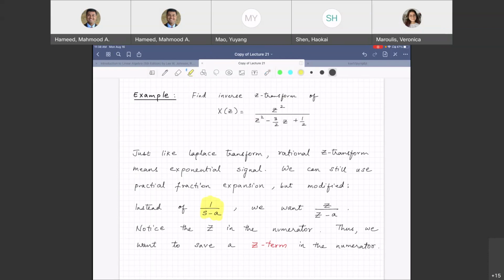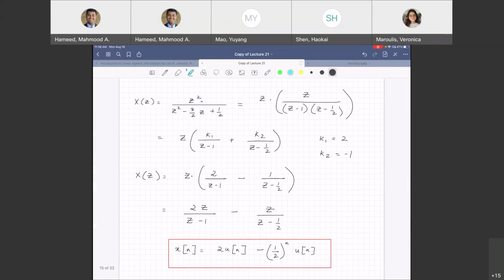Because for those factors, after you do the partial fraction expansion, you could directly say this is e to the minus at u of t. You had the result ready for that. But now, when you do the partial fraction expansion for the z transform, you are going to have to save a z term in the numerator. That's the only difference. Everything else is going to be the same. Let's do that for this particular example.